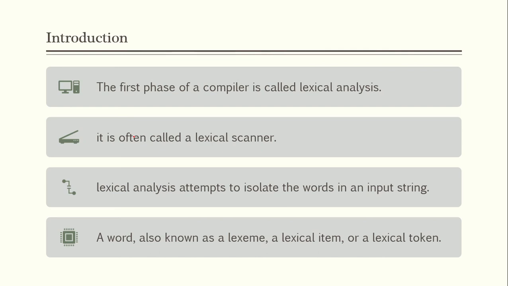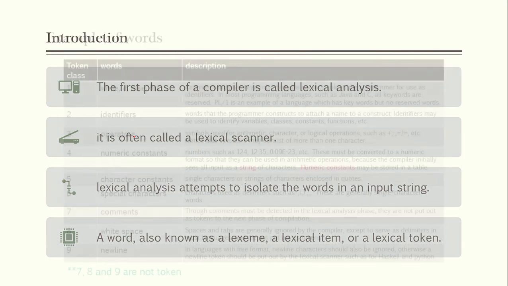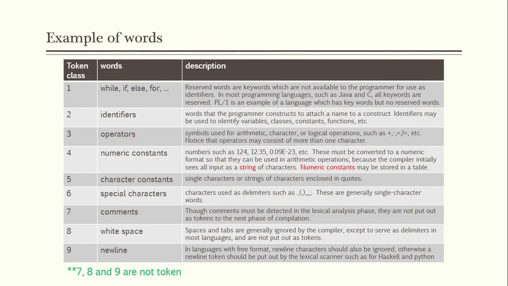A word is also known as a lexeme, a lexical item or a lexical token. That is how we normally call our words. Sometimes we call it a token, sometimes a lexeme, sometimes a lexical item. Here is an example of words. Words can be many in a programming language. These are the types of words. They have a class, called token class, numbered between 1 to 9.